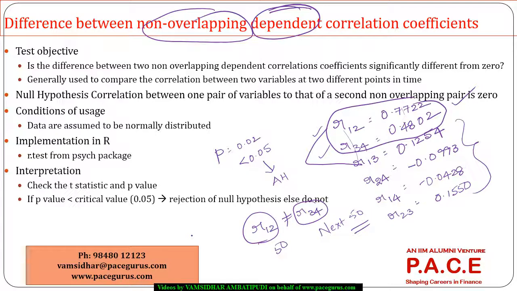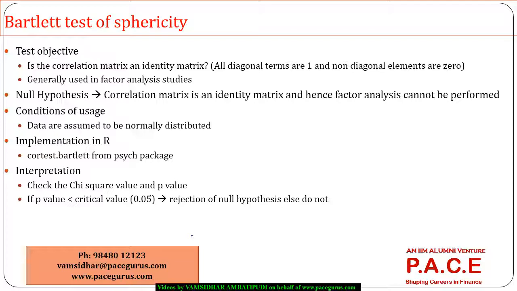So this is one more important test that people do, where they are comparing correlations which are dependent but for non-overlapping periods. So this is one more important test that we need to be comfortable with when we are trying to assess the relationships between the variables. The next important aspect of correlation that we are looking at here is the Bartlett test of sphericity, which is primarily used in the context of factor analysis.